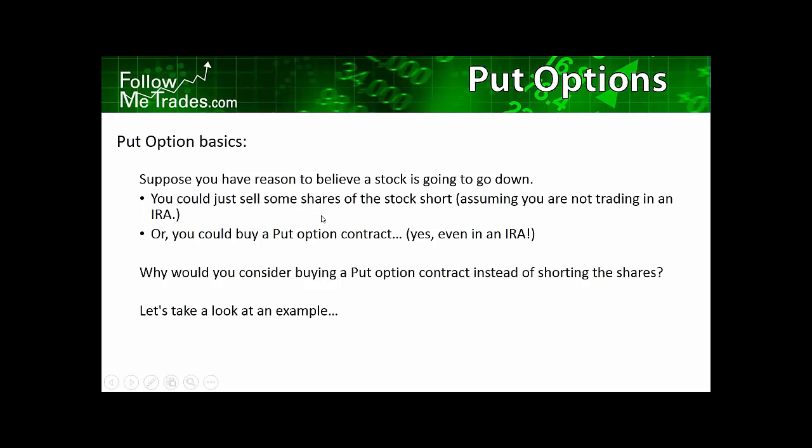But you can definitely buy a put option contract. So you can trade short trades by buying a put option contract, even in an IRA or SEP or different tax-deferred account, because buying a put option contract, this will make your head spin, is a long position. And you can take long positions in pretty much anything you want in an IRA. So that's good to know. So why would you consider buying the put option contract instead of just shorting the shares?